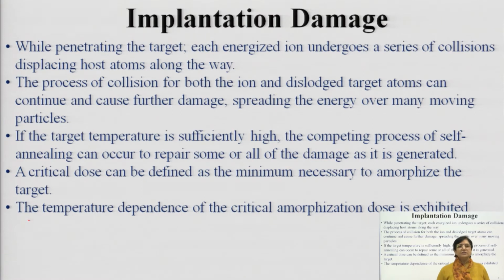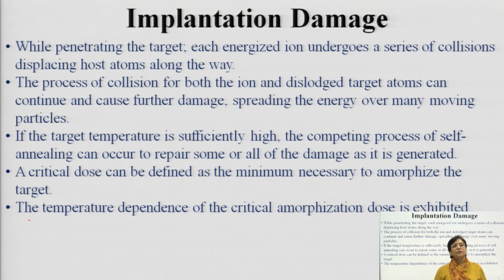If the target temperature is sufficiently high, then the competing process of self annealing can happen and repair things automatically, if the surface or the bulk itself is at elevated temperature. As you have seen in the first lecture, annealing is basically heating and slow cooling. So, these displaced ions will automatically settle down, and whatever damage or displacement of the particles has happened because of the collision will automatically get nullified, but it is not always the case.